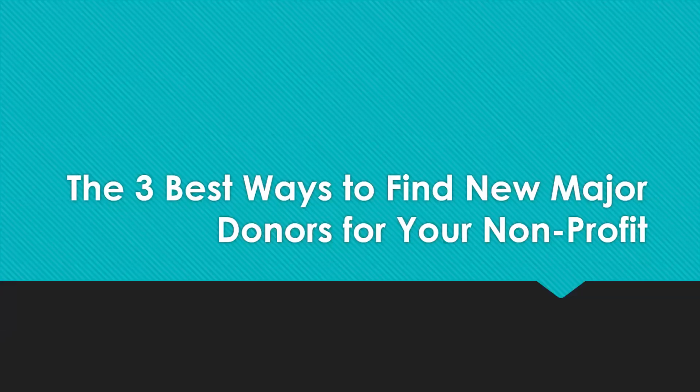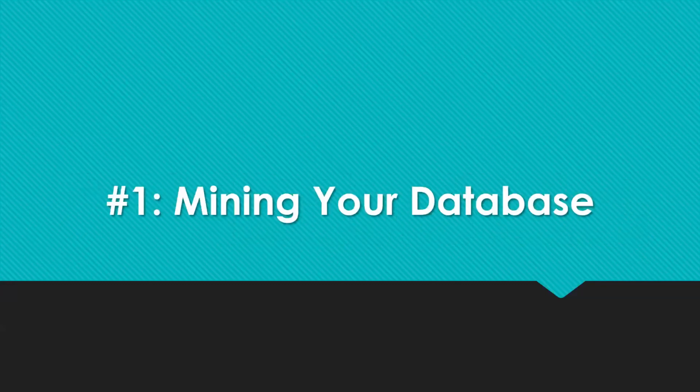Okay, now that we've talked about how to tell the story of your nonprofit, let's turn our attention to major donor prospecting. I want to start by talking about the three best ways to find new major donors for your organization. These three strategies are mining your own database, using non-ask events, and seeking major donor referrals. And they work separately or together to help you find hundreds of new major donors for your nonprofit. Let's start by talking about mining your own donor database.